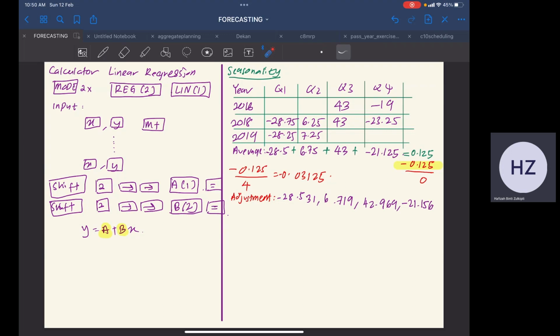So let's try to add this value. You get the summation of this approximately to 0. Okay, the adjustment. So we have done the seasonality part. So we need to find the linear regression. Okay, the linear regression. So we need to find A and B. We need to find the value of A and B here.